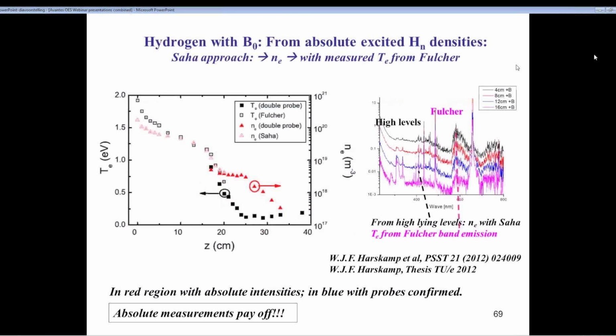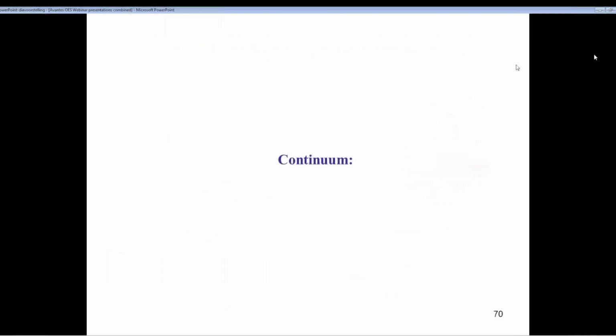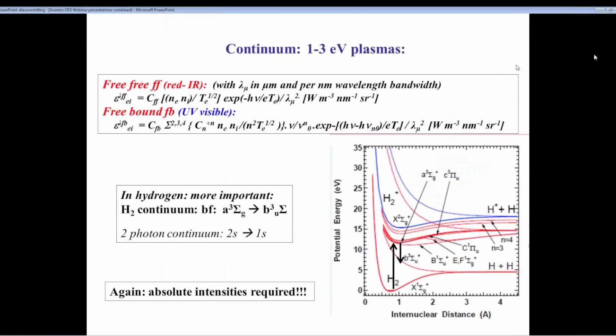Now let me say one other thing. This is the Fulcher band you can see in the right-hand side picture, besides the H-alpha line. And you can see several other hydrogen molecular bands at around 700 nanometer and around 400 nanometer. And again, at the lowest wavelength in the UV, you can see this strongly increasing molecular hydrogen continuum, which I come to in a moment.